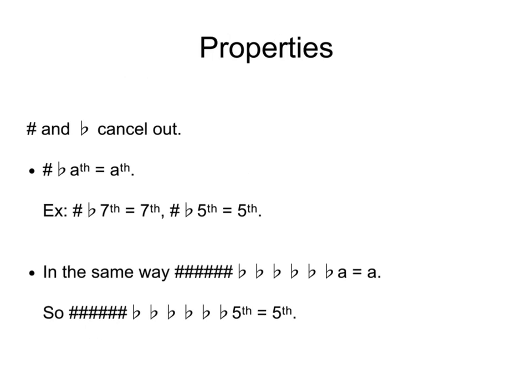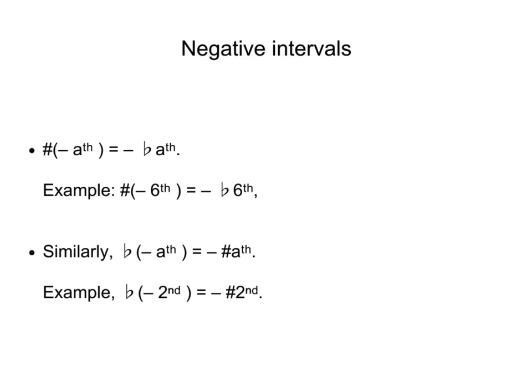Okay, so let's go over some properties that will come in handy when we need to add intervals. First off, diminished cancels out augmented and vice versa. As long as you have the same number of diminished and augmented symbols, they cancel out. It looks like a mess, but you could cancel it out. An augmented negative interval is a negative diminished interval. Similarly, a diminished negative interval is a negative augmented interval.